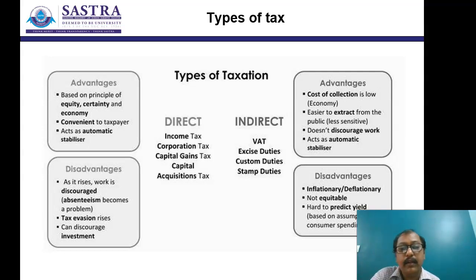Both direct and indirect taxes have their own advantages and disadvantages. The advantages of the direct tax system are that it's based on the principle of equity, certainty and economy. It is convenient to the taxpayers also. They can pay the tax direct to the government without any intermediation, and it acts as an automatic stabilizer. If you have more income, you will have to pay more taxes, and that will be good for economic growth. So it automatically acts as a stabilizer.